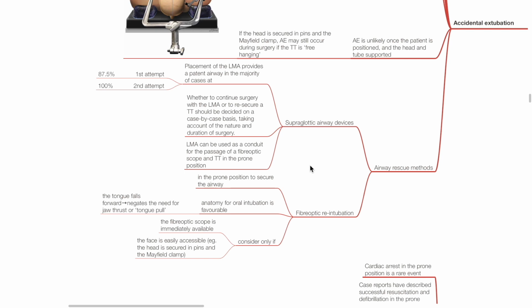Placement of the LMA provides a patent airway in the majority of cases, at 87.5% for the first attempt and 100% for the second attempt.